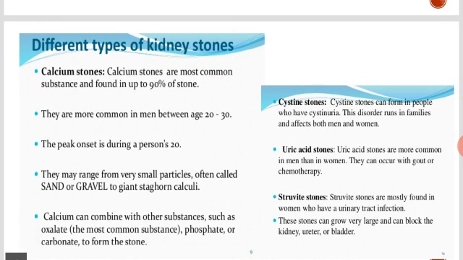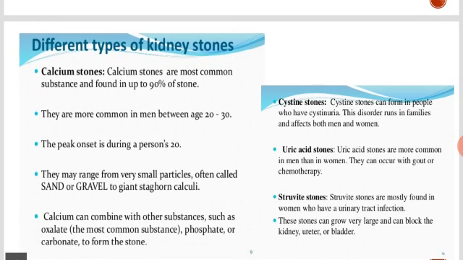where acidic urine is excreted. Similarly, positively charged calcium ion binds with the negatively charged phosphate ion. Dirty white salt is formed. As a result, alkaline urine is excreted. They may range from very small particles, often called sand or gravel, to giant staghorn calculi.